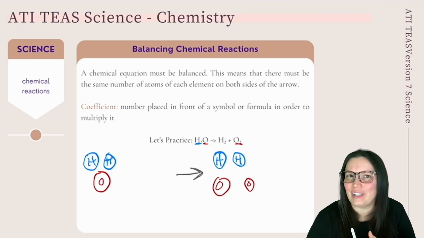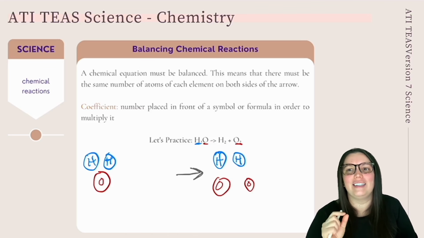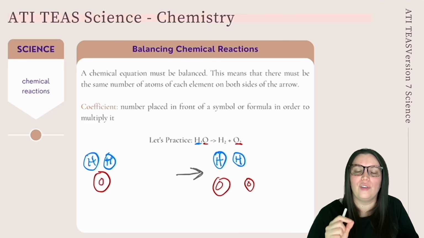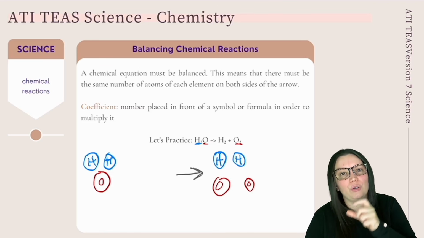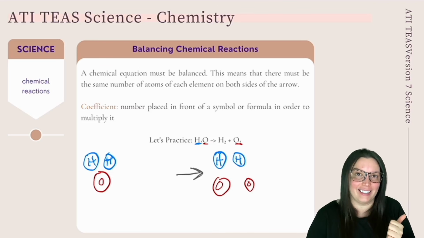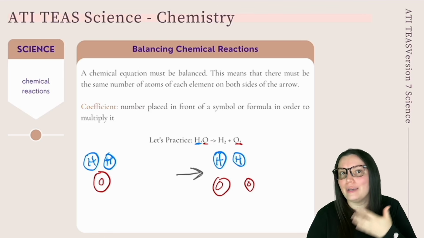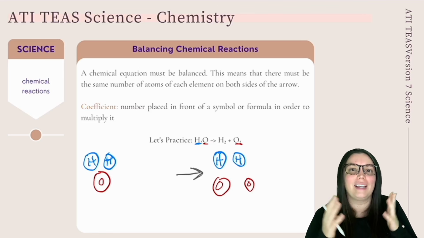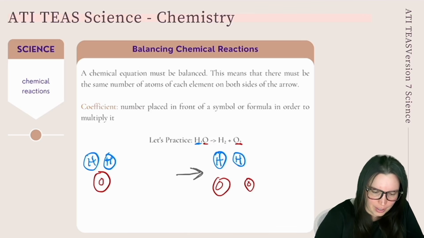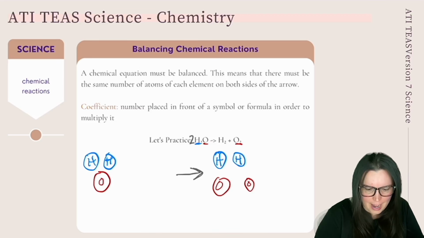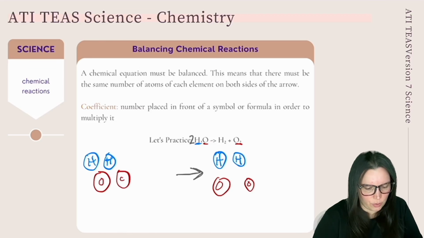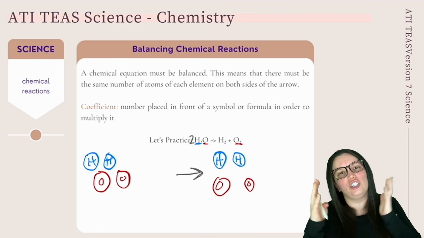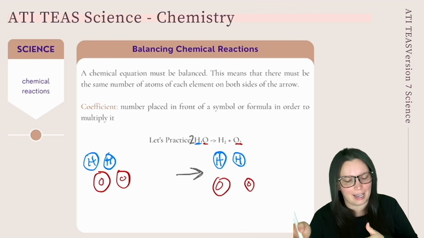By adding a coefficient. The coefficient is the number that is placed in front of the symbol or formula in order to multiply it. So we need to get 2 oxygens on our reactant side in order to make our product side make sense. We do this by adding the number 2 in front of our reactant. Now, this makes a little bit more sense, right? We're going to have 2 oxygens on our reactant side and 2 oxygens on our product side.